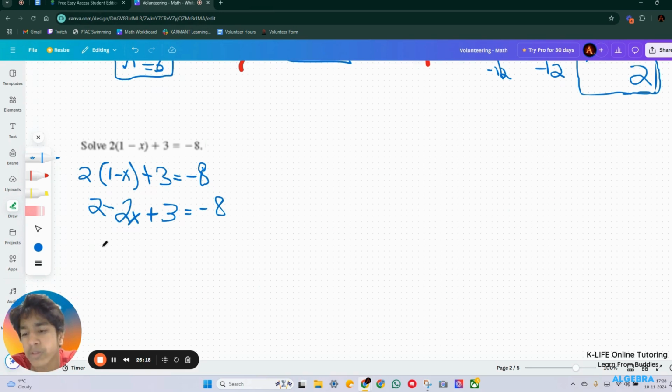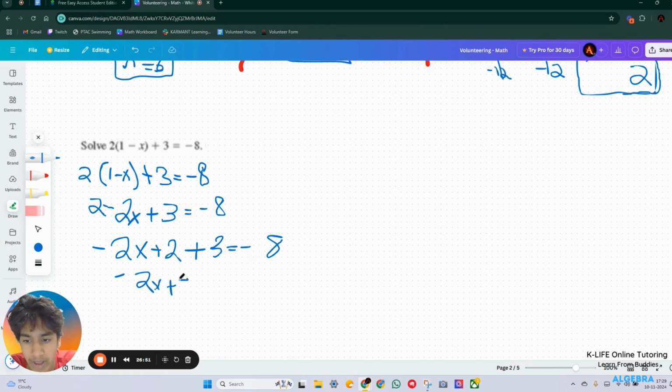Or what you could do to make it simpler is rearrange the order of this. So you could say negative 2x, and since this is technically plus 2 because it doesn't have a negative to it, you can just say plus 2, and then plus 3 equals negative 8. So now you know that 2 plus 3 is what? 5. So negative 2x plus 5 equals negative 8.